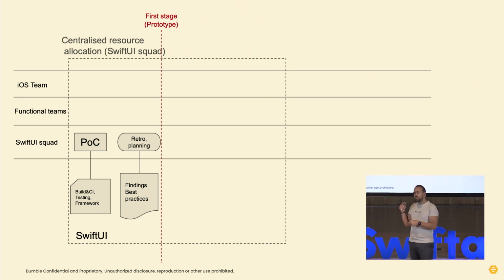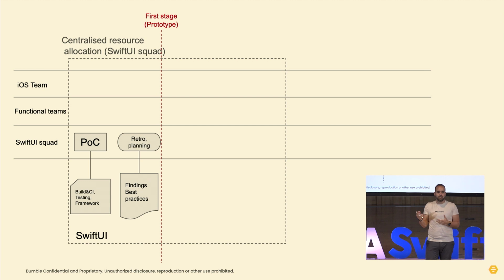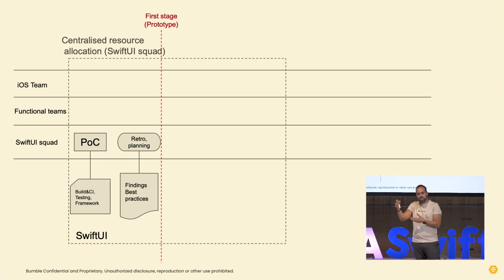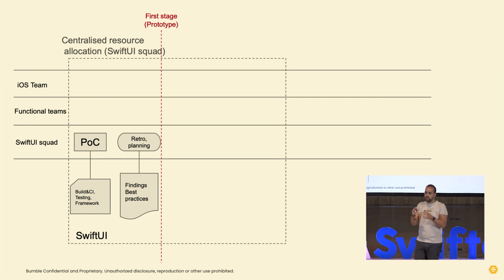But this proof of concept had to be production-ready code, because otherwise we wouldn't have this reassurance that it can actually be shipped and can actually fix these problems. At this stage, we also work on builds and continuous integration and testing framework. Because we are a testing-first company, we needed to ensure that every code that we ship, even this prototype, is tested.